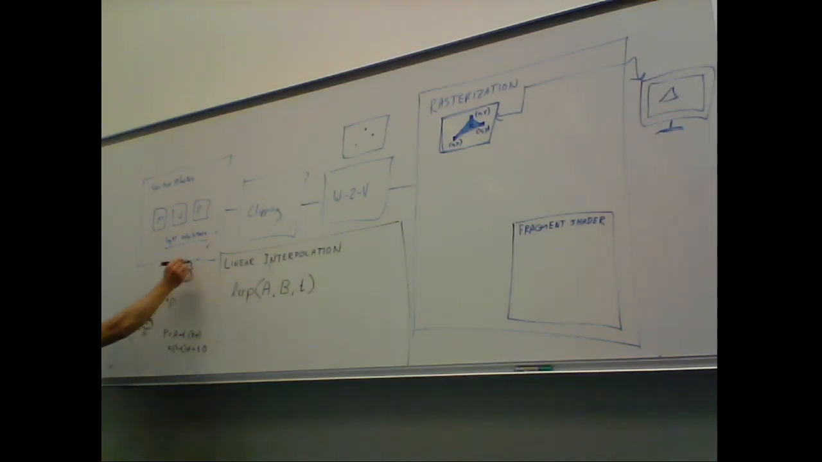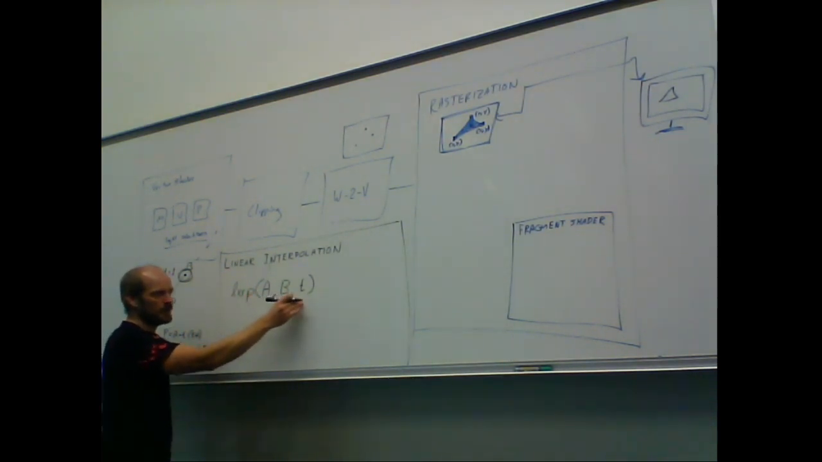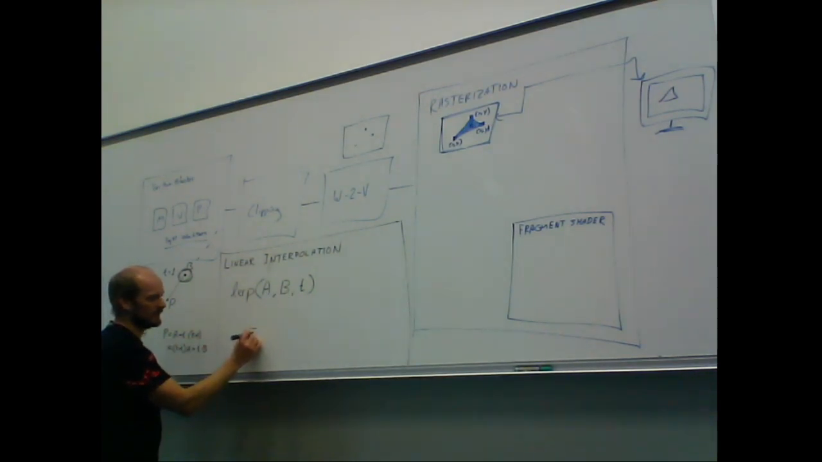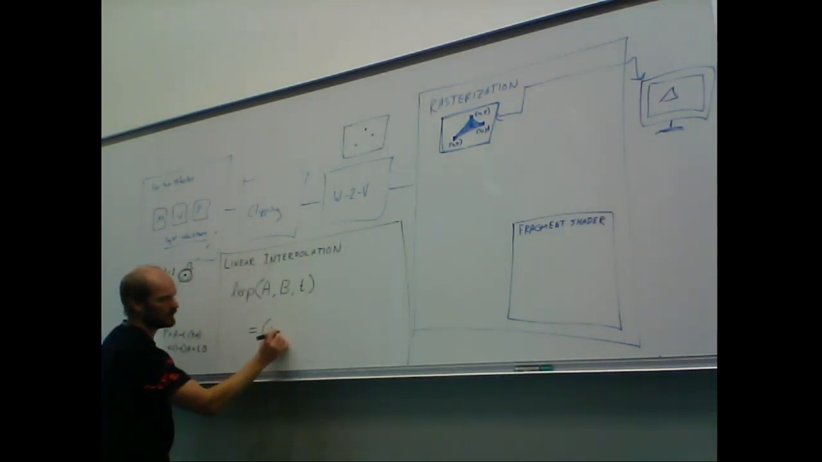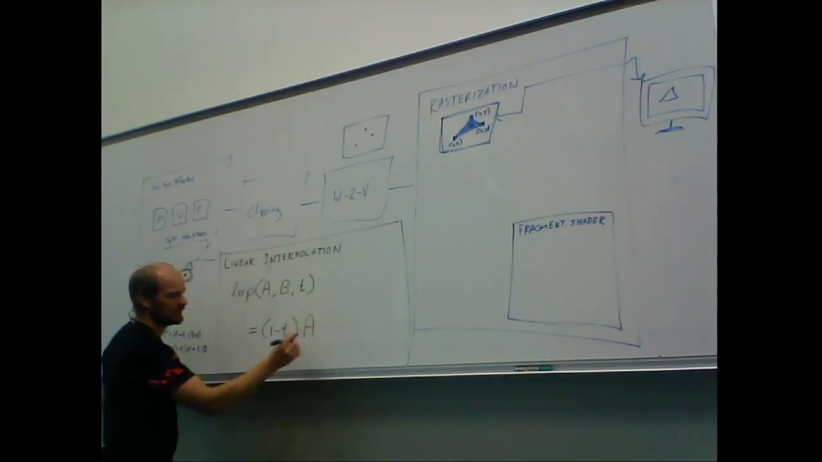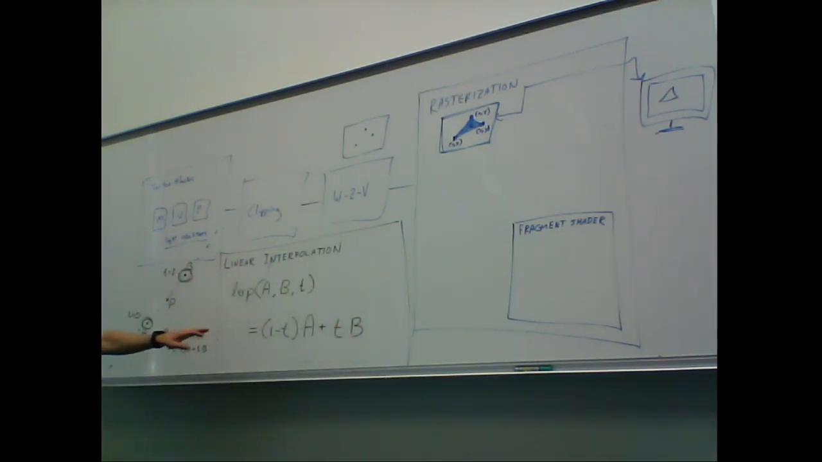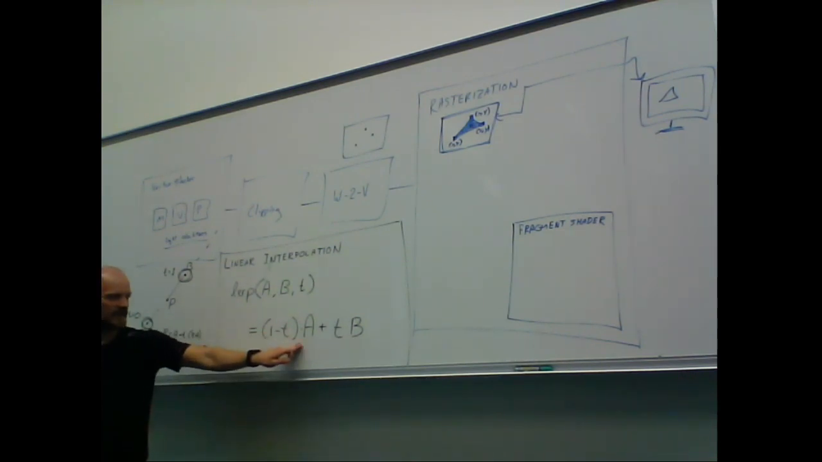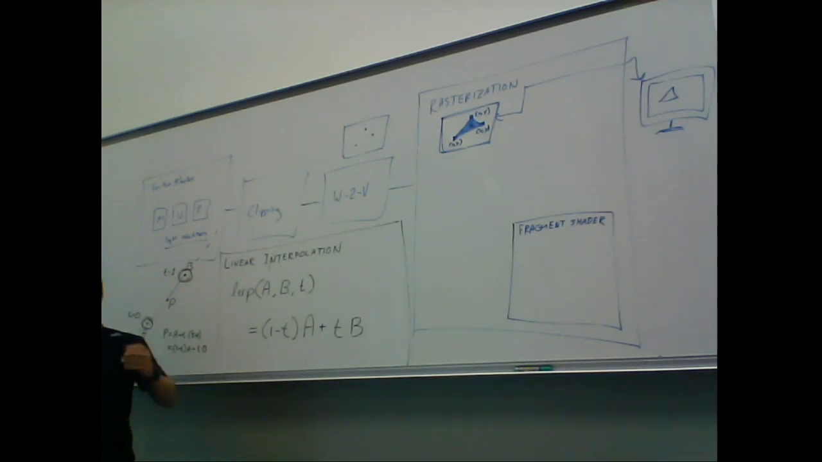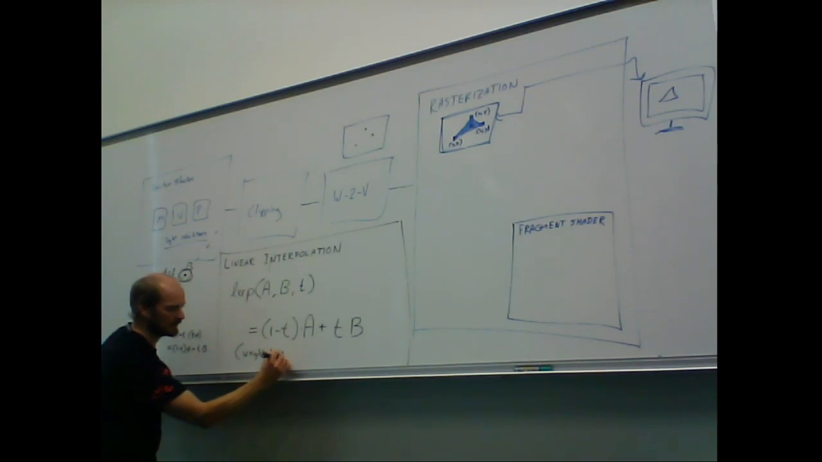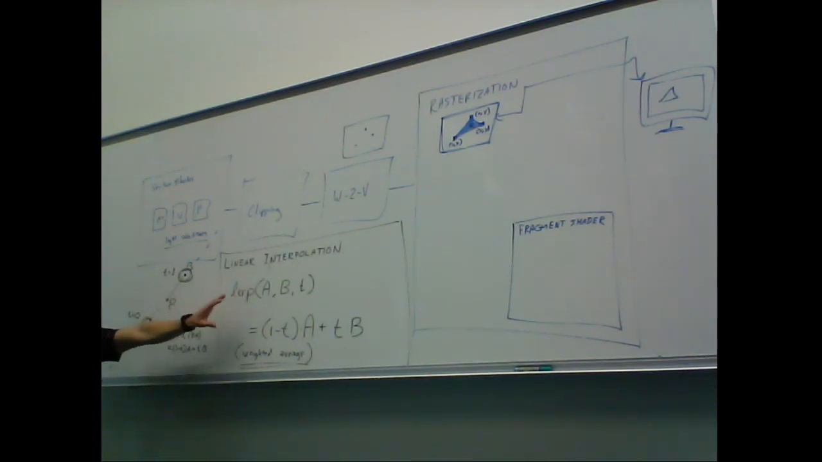However, this is a special case. The general case of linear interpolation: the linear interpolation of two things and some parameter t is 1 minus t times the first object, plus t times the second object. So I'm linearly interpolating these things. If I have 0, I have A. If I have 1, I have B. Anywhere in between, I have a weighted average. So this is a weighted average between 2 points.